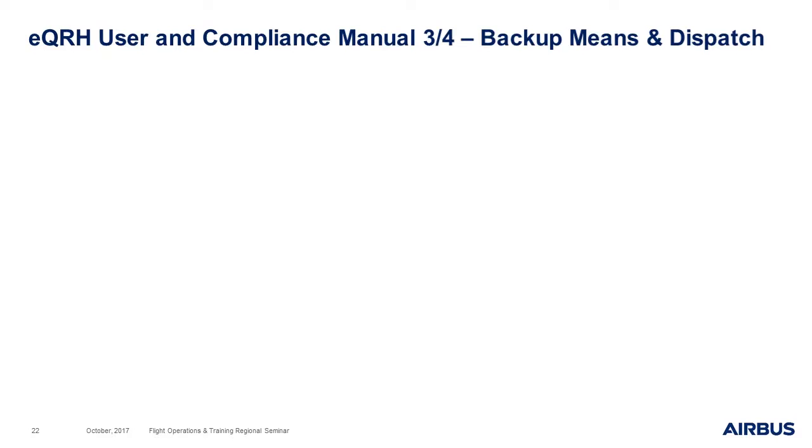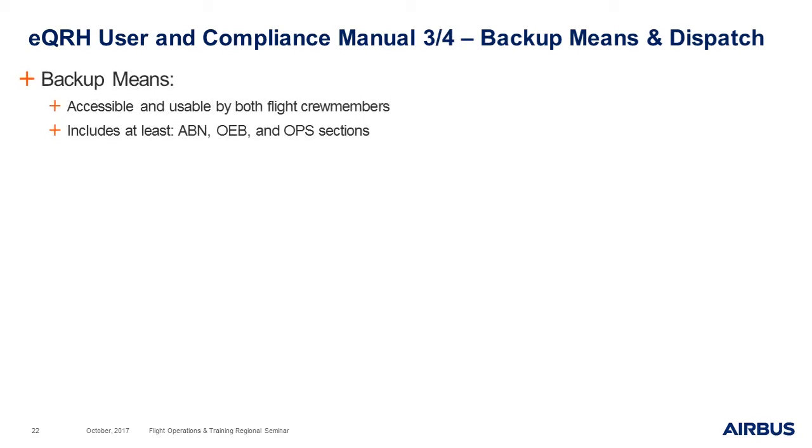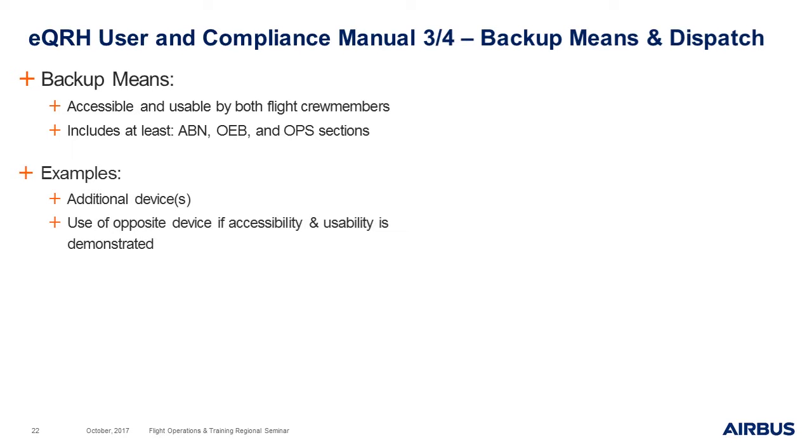Now, what about the backup means? The main recommendation regarding the backup means is that the selected means should be accessible and usable by both flight crew members. The eQRH backup means may be based on additional devices in the cockpit or on the use of the opposite device if the accessibility and usability is demonstrated. In fact, in this case, the accessibility may depend on the mount used to fix the EFB hardware.